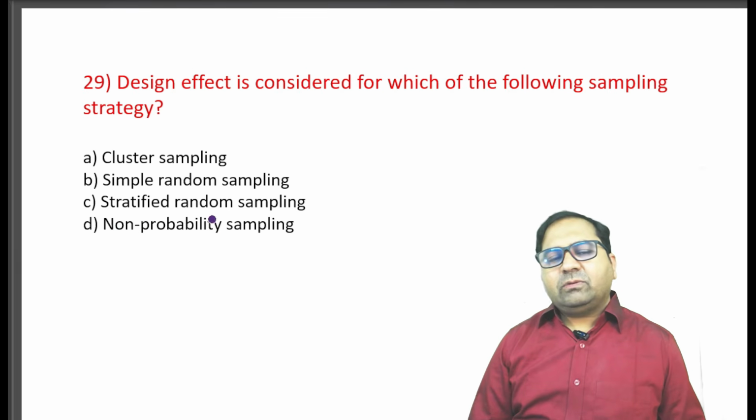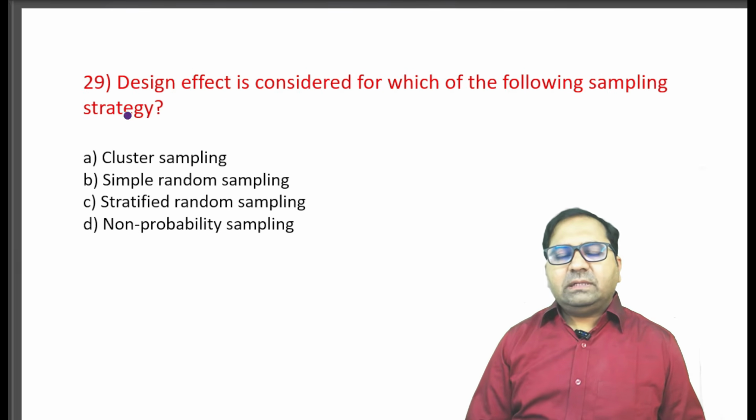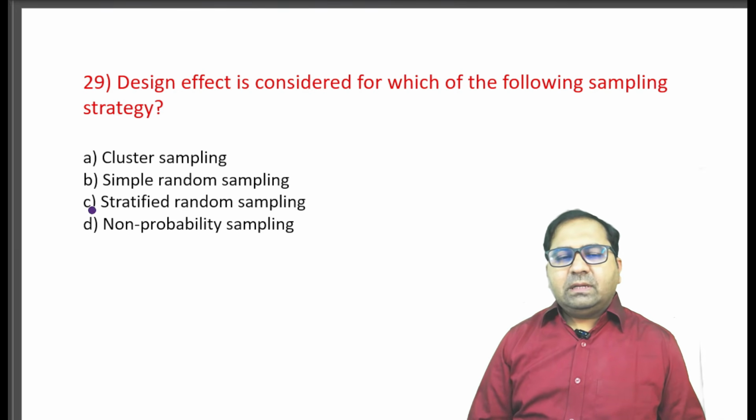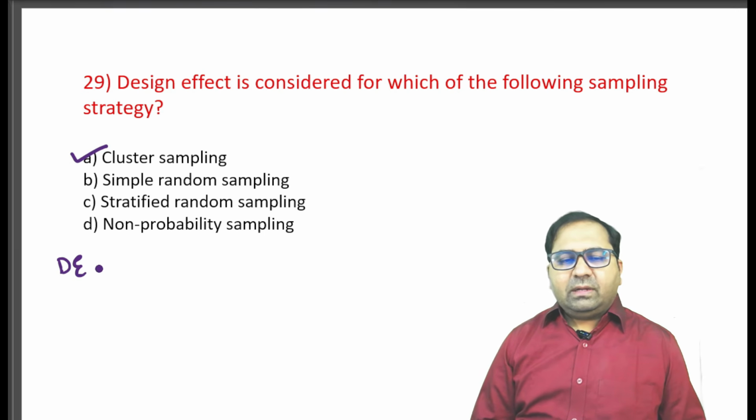Okay. Now next question. Design effect is considered for which of the following sampling strategies? The options are A. Cluster sampling, B. Simple random sampling, C. Stratified random sampling, or D. Non-probability sampling. The answer is very simple. The design effect will be considered for cluster sampling, because if the design effect is 1 or no design effect, then it is for simple random sampling.